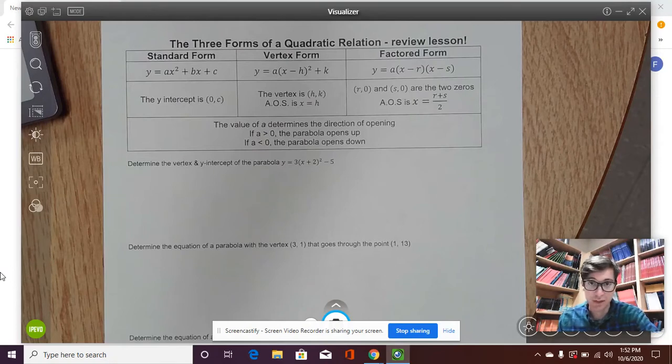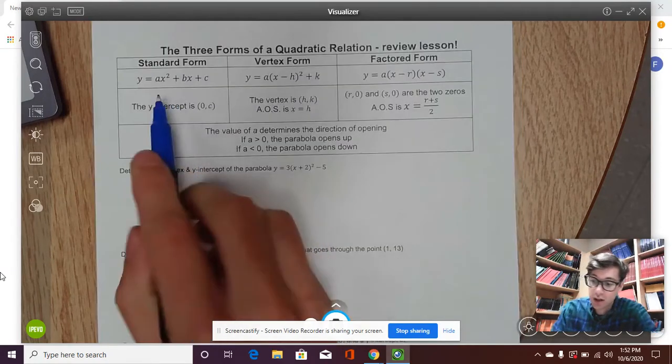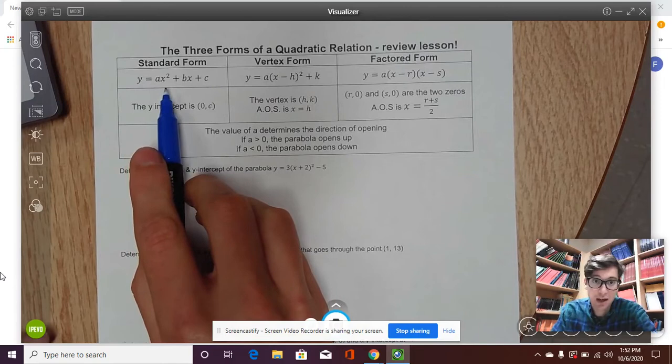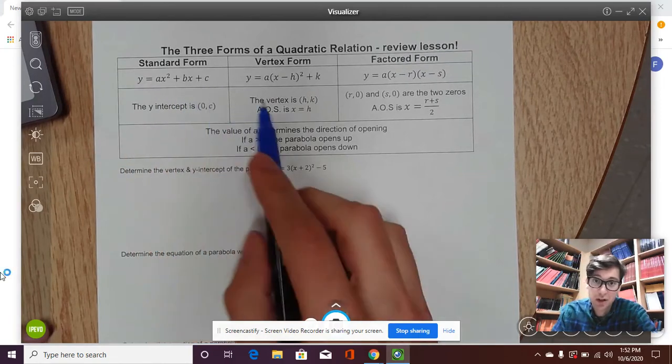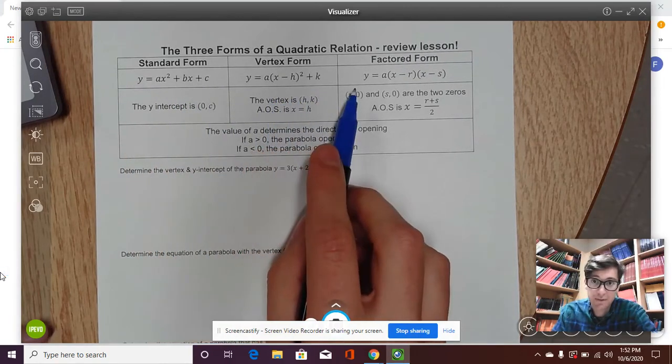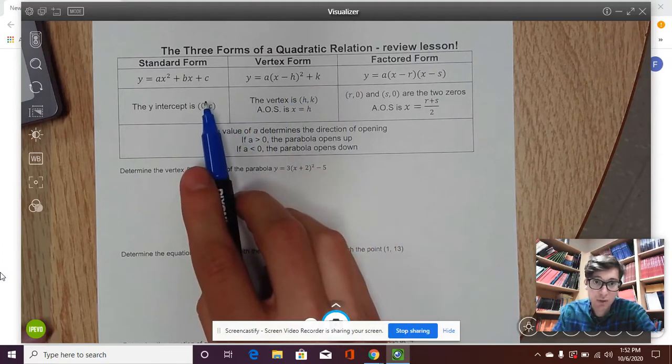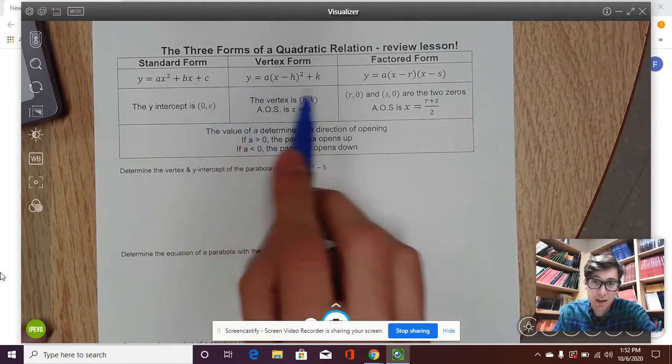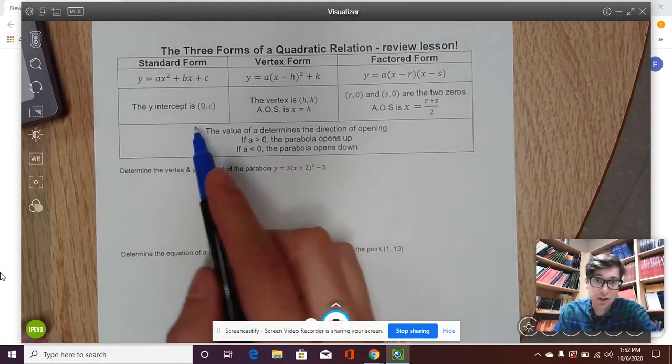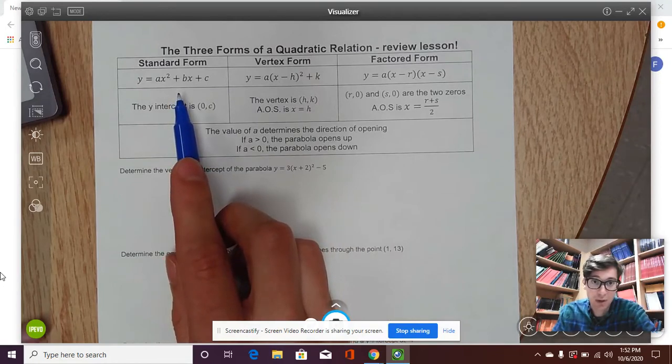We've learned three forms of the quadratic relation. We have standard form, y equals ax squared plus bx plus c. We have vertex form, and we have factored form. In this unit, we've looked at all three forms independently. That is, each is a different way to describe a quadratic.